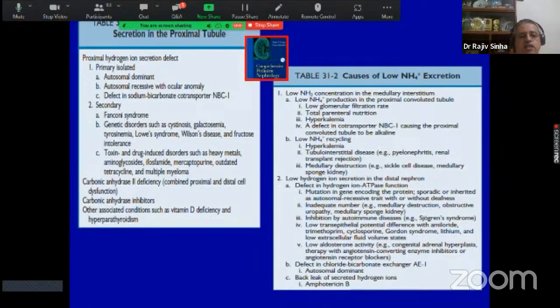Now there are suggestions coming up that instead of classifying as type 1 RTA, type 2 RTA, and type 4 RTA, it is better you just classify based on the defect. So a defect in the hydrogen ion secretion in the proximal tubule, or a defect in ammonium ion excretion, and then again this defect in the ammonium ion excretion can be either because of a defect in the ammonia or a defect in the hydrogen ion secretion in the distal nephron. This is an interesting concept that is coming up, which is quite anathema to what we have been learning. That maybe rather than saying type 1, type 2 RTA, it is better to just classify it by what the underlying defect is, and that will also be useful in management.